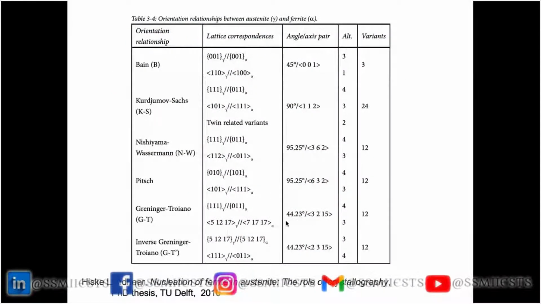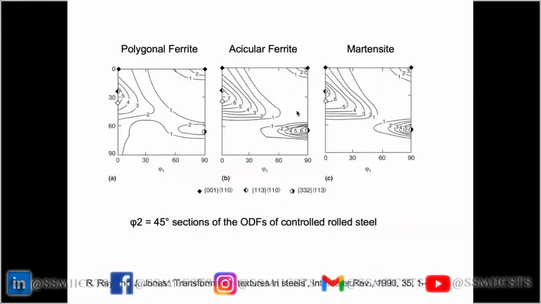We will not go into detail. There are many other orientation correspondences described in literature. Now, what I show you here are three 45 sections of steel after hot rolling.